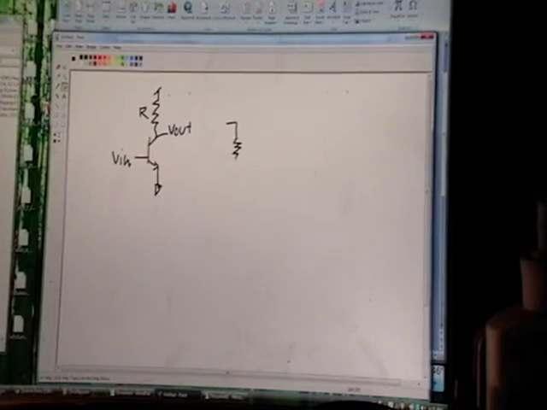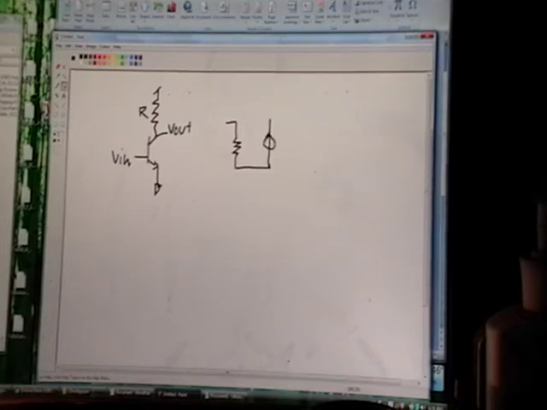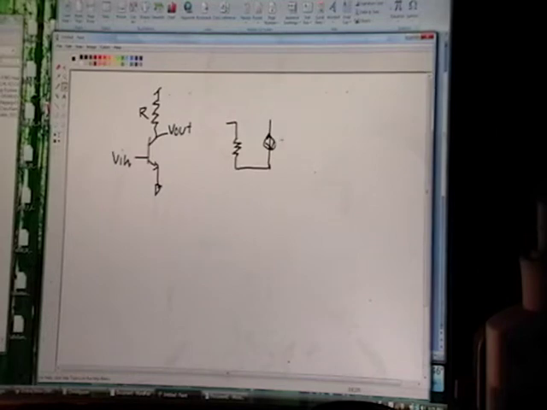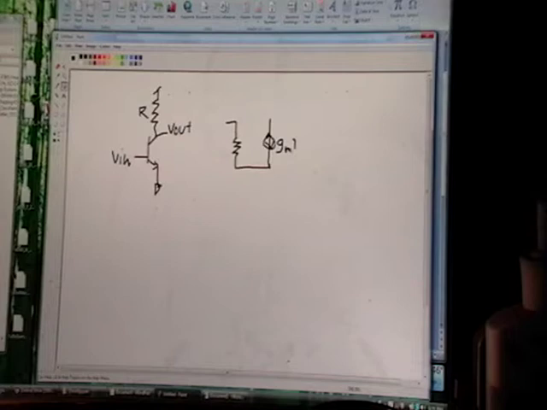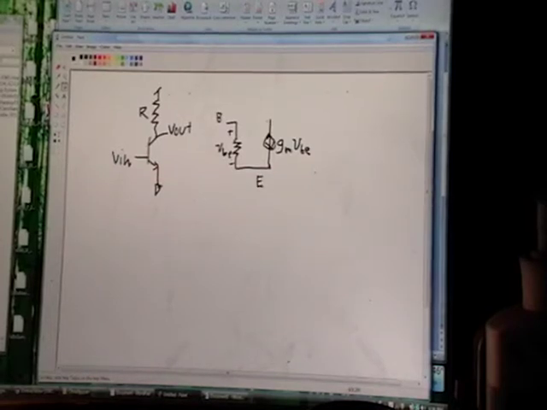If I can draw it, we have a current source here. That's a current source, gm VBE. And here is VBE. I'm assuming that most of you have already seen some of this, so I'm not explaining it in detail. But there's the base. Down here is the emitter. And then you also have this guy over here, RO.